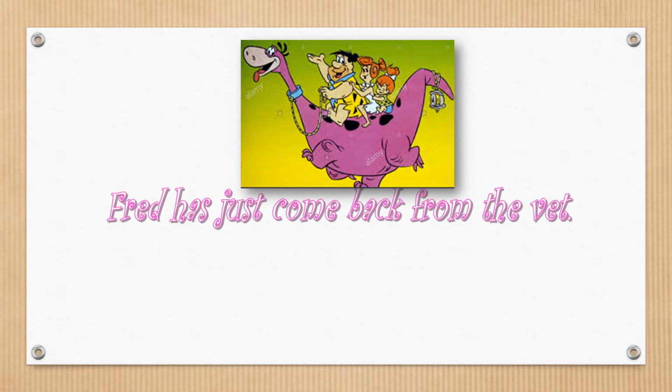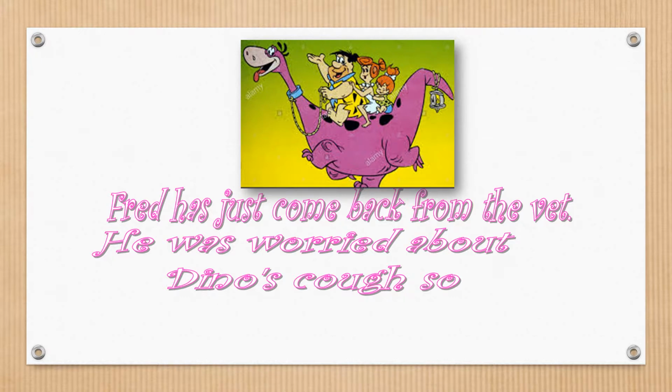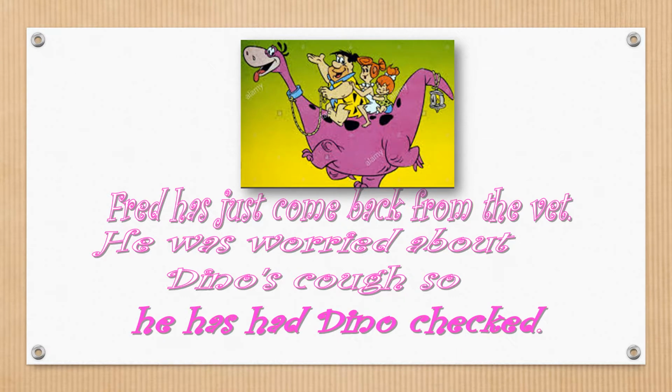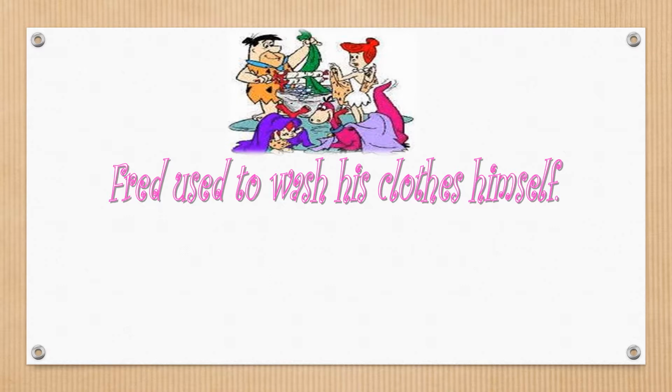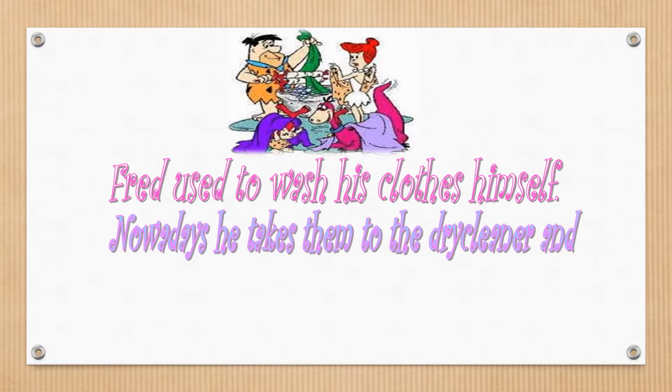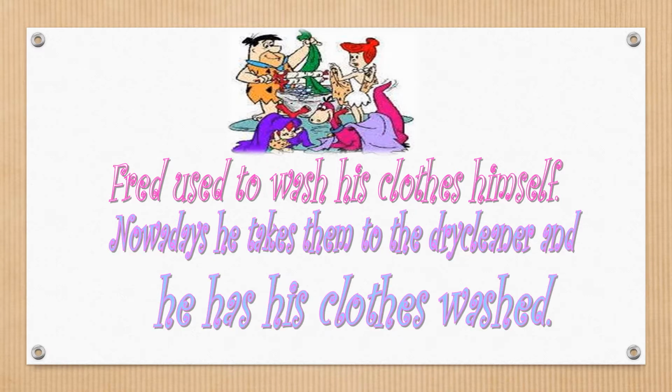Fred has just come back from the vet. He was worried about Dino's cough, so he has had Dino checked. Please be careful. When the time is perfect, the causative form should be have or has plus had something done. Fred used to wash his clothes himself, but now he's rich. Nowadays, he takes them to the dry cleaner and he has his clothes washed. Have something done.